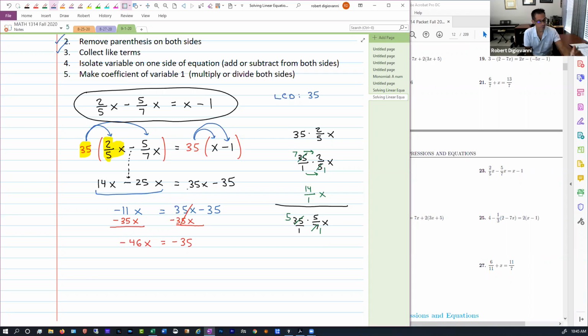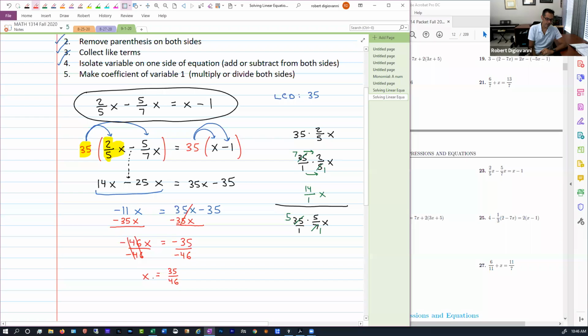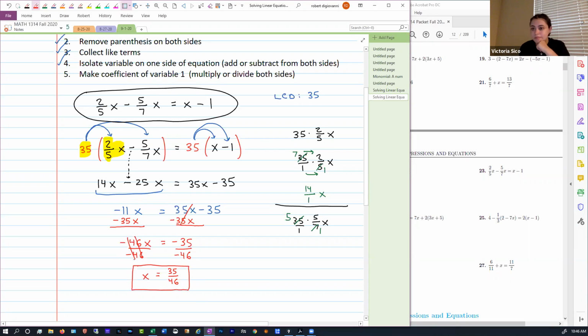Okay, almost there, and we're almost out of time where we are. But make the coefficient a 1. What do you got? So you would divide by negative 46, both sides. Cancels out. You get x equals negative divided by negative is positive, and that might be the answer. It might reduce. I don't think it does though. So we're just going to box it up.